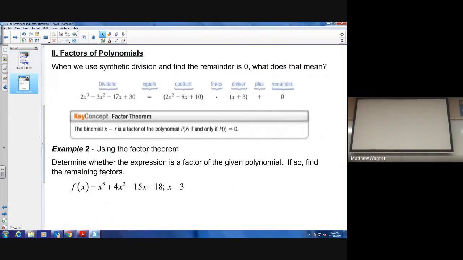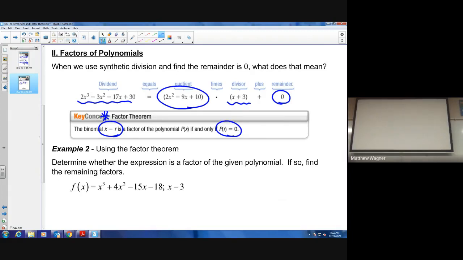All right. So what we can do is we can use synthetic division to help us solve and factor polynomials. If we take our polynomial and we were to divide it and get a remainder of 0, I know that what I divided by and my quotient are factors of the polynomial. And that's what the factor theorem says. It says if we divide and we get a remainder of 0, it is a factor of our polynomial.